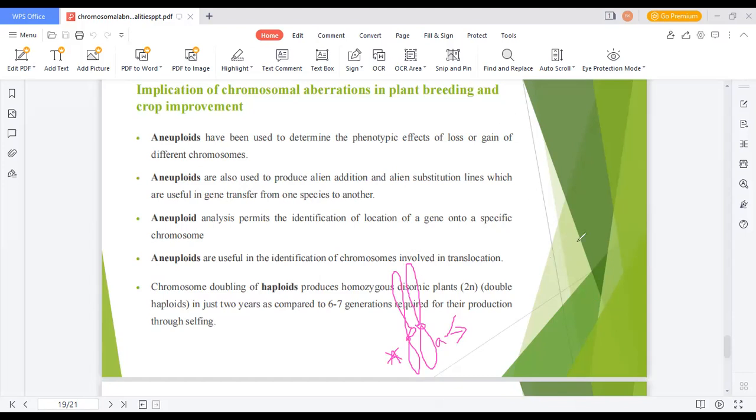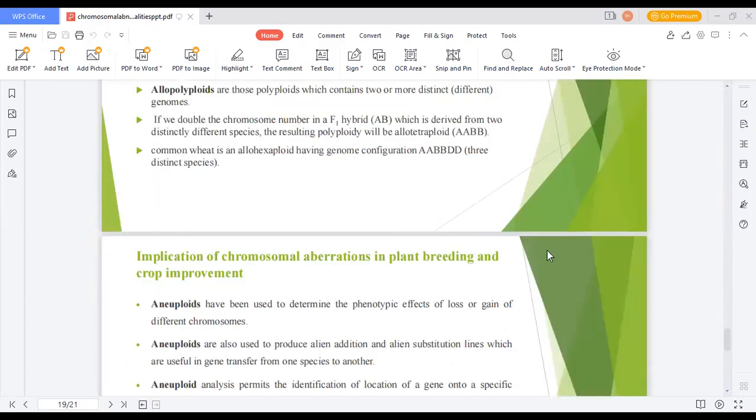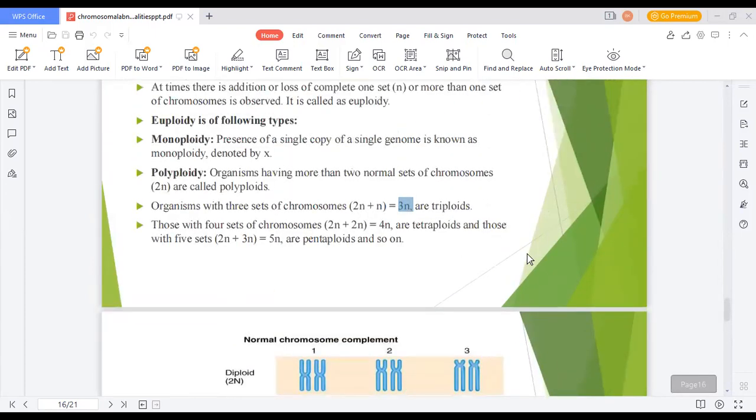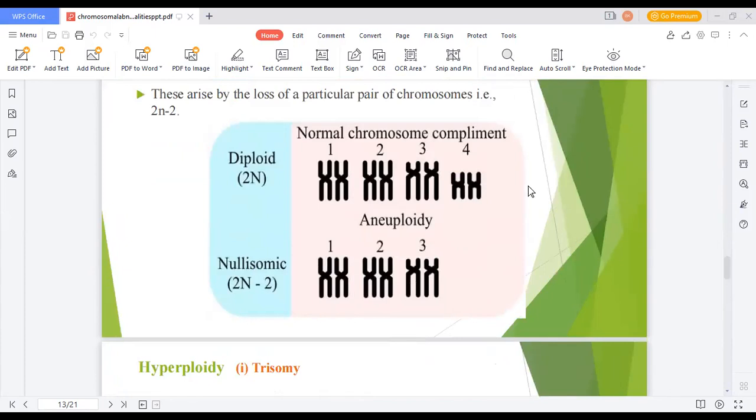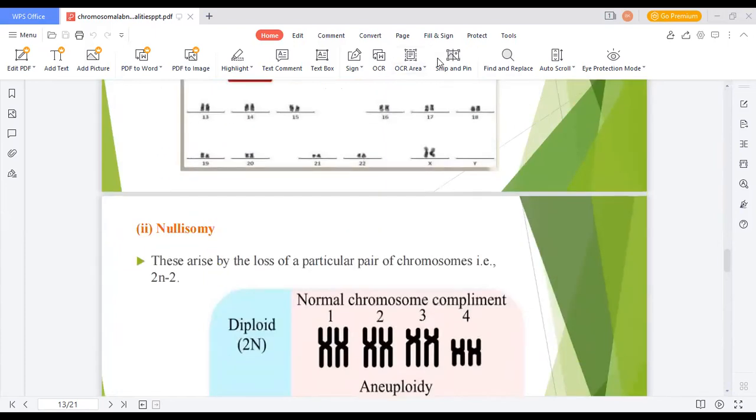So this is an important topic from the entrance point of view. Chromosomal aberrations include structural changes as well as numerical changes. Mostly questions are frequently asked from numerical changes. It is very easy to remember what is meant by aneuploids and polyploids. Just go through the chromosome numbers: 2n plus 1, 2n plus 2, 2n minus 1, 2n minus 2, nullisomic, monosomic, disomic, tetrasomic, like this. So today we discussed these various types of chromosomal aberrations.